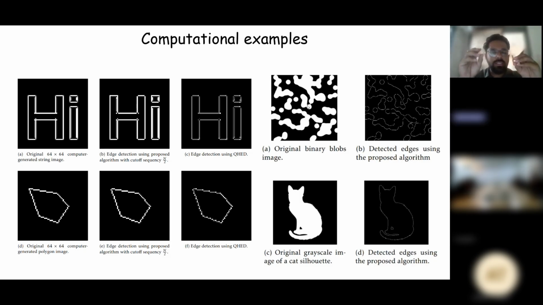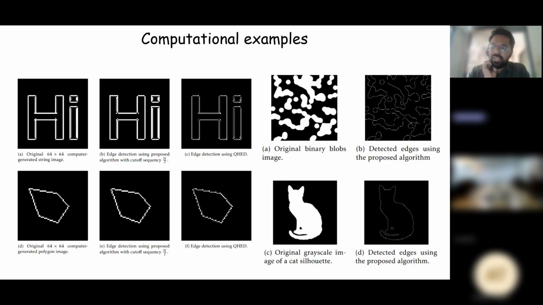Now this particular image has some blobs of coins dropped, and it's again a black and white image, and you can see it can detect the edges. The reason that we have not performed QHED on this image is because it is of size 512 by 512, and the QHED algorithm doesn't run as fast. The QHED algorithm is not as efficient to work on the particular systems on which these computational examples were performed, and yet our algorithm worked fine.